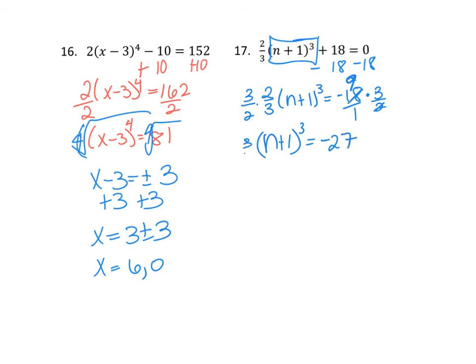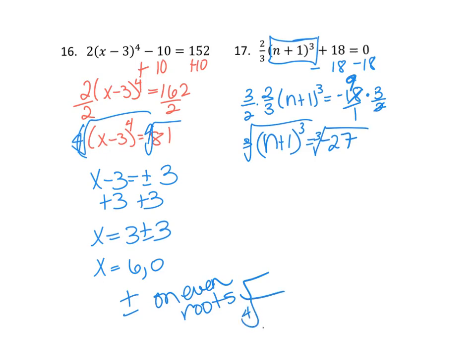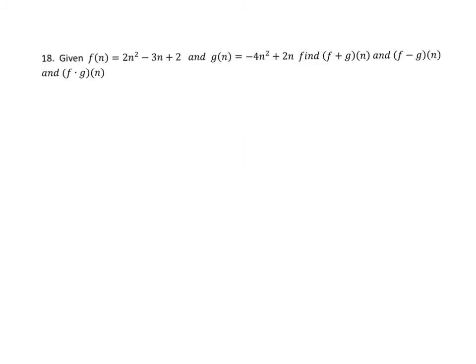Then I can take the third root to undo the cube. And there's no plus or minus with odd roots. Plus or minus is only on even roots, like the square root, fourth root, sixth root when solving. So that's n plus 1 equals the cube root of negative 27, which is negative 3, and minus 1, and n equals negative 4. Oops.